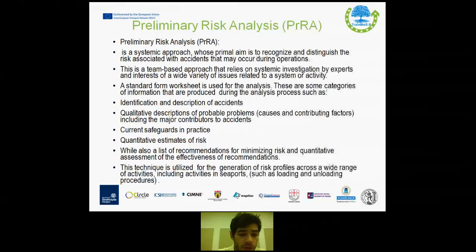A standard form worksheet is to be used for the analysis. These are some categories of information that are produced during the analysis process, such as the identification and description of accidents, qualitative descriptions of probable problems, mainly the causes and their contributing factors, including the major contributors to accidents, current safeguards in practice, quantitative estimates of risks, while also a list of recommendations for minimizing risk, and quantitative assessment of the effectiveness of recommendations. This technique is utilized for the generation of risk profiles across a wide range of activities, including activities in seaports such as the loading and unloading procedures.